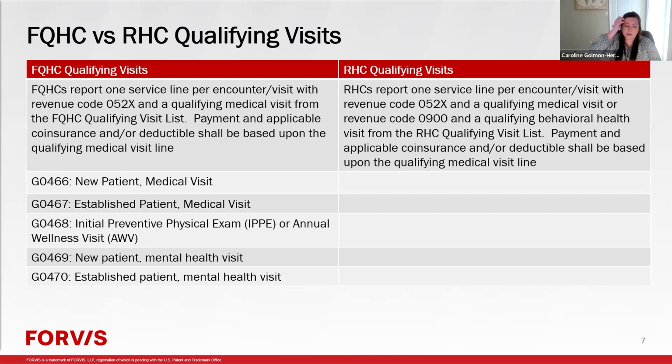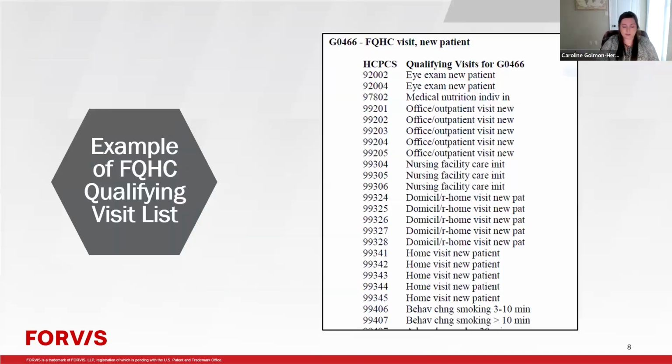On the flip side, RHCs report one service line per encounter with the revenue code 052 and a qualifying medical visit. So very similar to FQHCs. If it is a behavioral health visit, that revenue code will be the 090 rev codes and a qualifying behavioral health visit from those RHC qualifying visit lists. And let's take a look at what that visit list looks like.